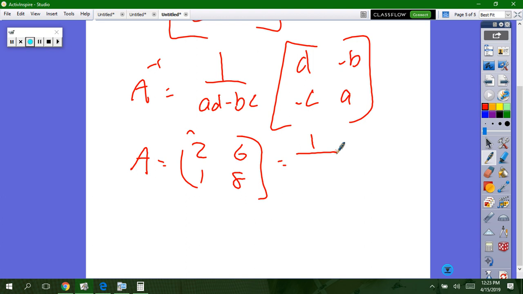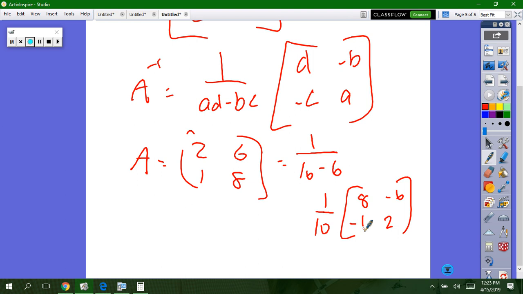1/(AD), so AD would be 16 minus BC. So that's 1/10. And then notice, do this, flip it. So this is 8, this is 2, this is -6. Okay, all I did, notice this was A, B, C, D, right? So I switched A and D, and did the opposite here.